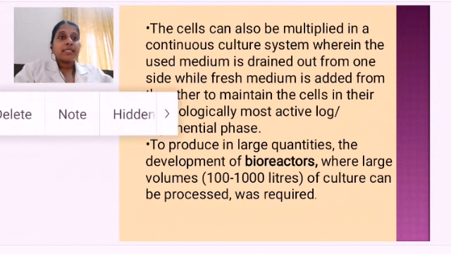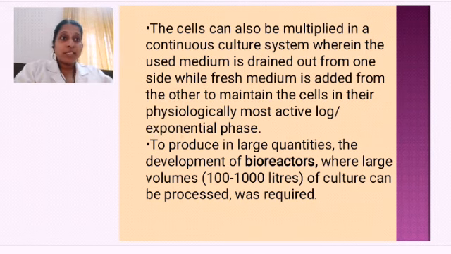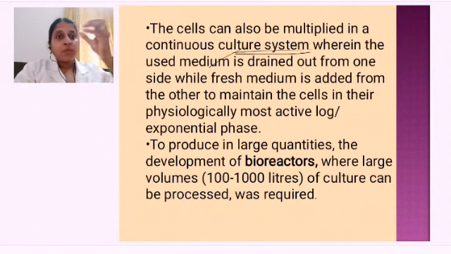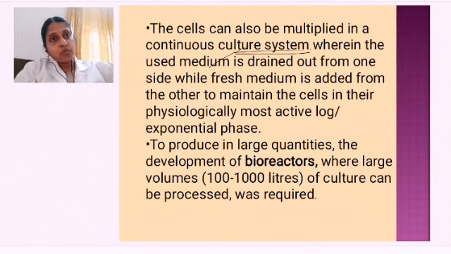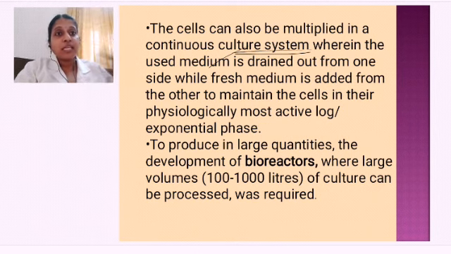Next, the cells can be multiplied in a continuous culture system. So in the bioreactor there is a continuous culture system wherein the used medium is drained out. When the bacteria take some amount of food for multiplication, the food is lost, so the used, undigested part is removed and new food is again added. Periodically they change the culture substances. Like agarose gel, sodium, potassium, calcium, protein, everything is provided so that the bacteria grow very nicely. Fresh medium is supplied in between.